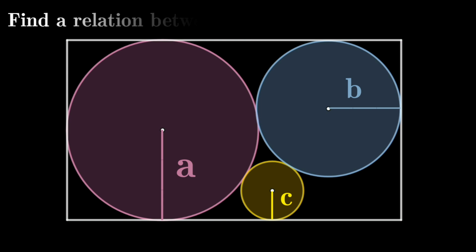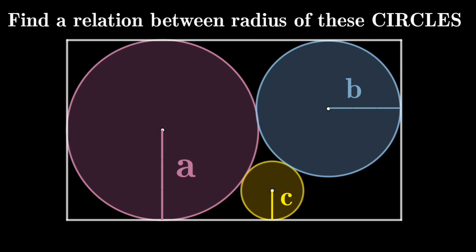Now if the radius of the pink circle is taken as A, the radius of the blue circle as B, and the radius of the yellow circle as C, the question is to find a relation between the radii of these three circles. So this is Anmol Mishra, and now let us see the solution.